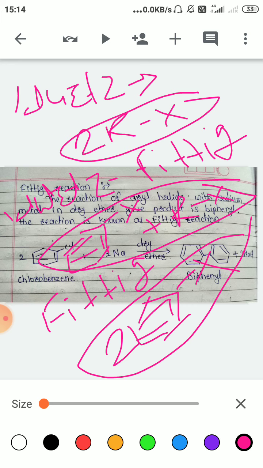So we have completed these important reactions of this topic. Next time we will see reactions of haloarenes, that means the aromatic halides.